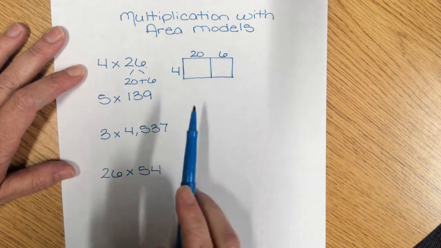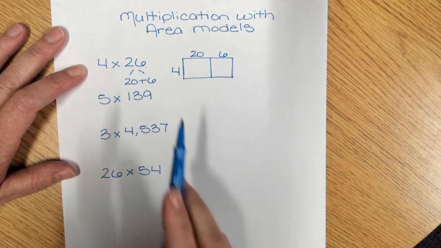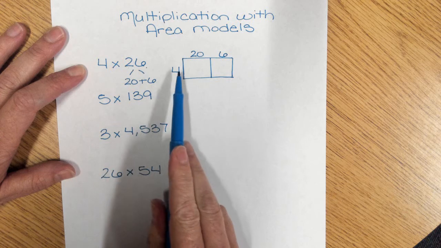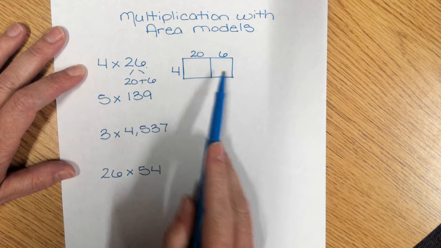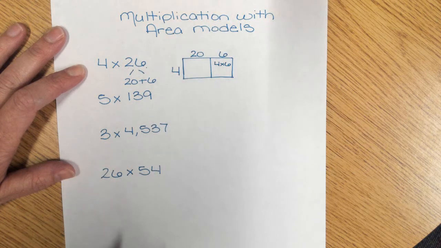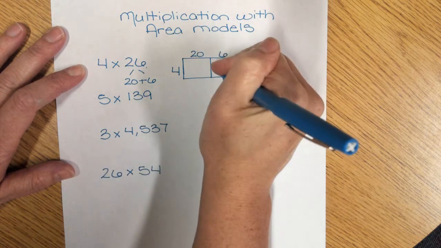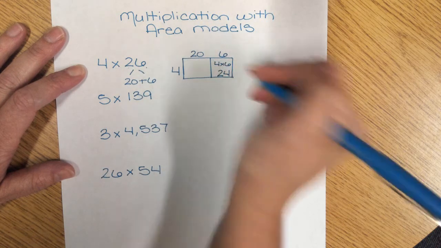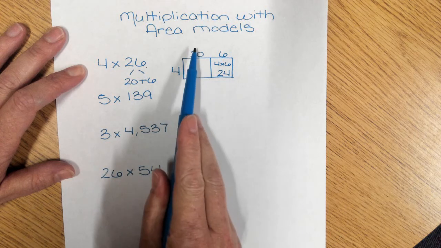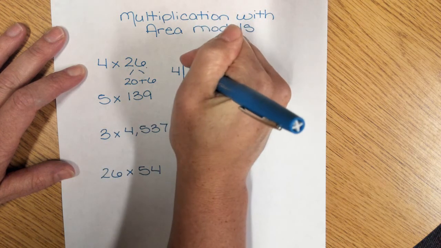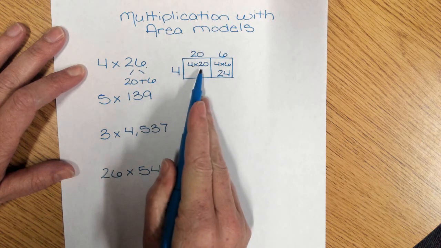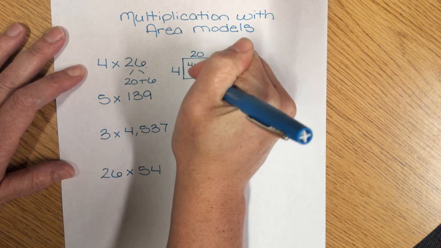Now in class we've talked about how this is multiplication battleship, where each of my numbers has to meet within its box and we multiply. So my 4 is going to come over, it's going to meet my 6. So in this box I'm going to multiply 4 times 6. 4 times 6 is 24. Multiplication battleship again. My 4 comes over, it meets my 20. So in this box I'm going to multiply 4 times 20. 4 times 20 gives me 80.